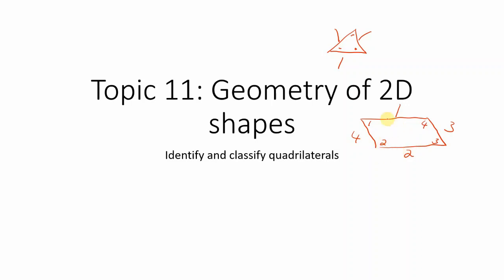Now, any quadrilateral we can split into 2 triangles. So we have the first triangle and the second triangle. Since we know that the sum of the interior angles of a triangle adds up to 180 degrees, we can now very clearly see we have 2 triangles that together give 360 degrees, so therefore the angle sum of a quadrilateral will add up to 360 degrees.